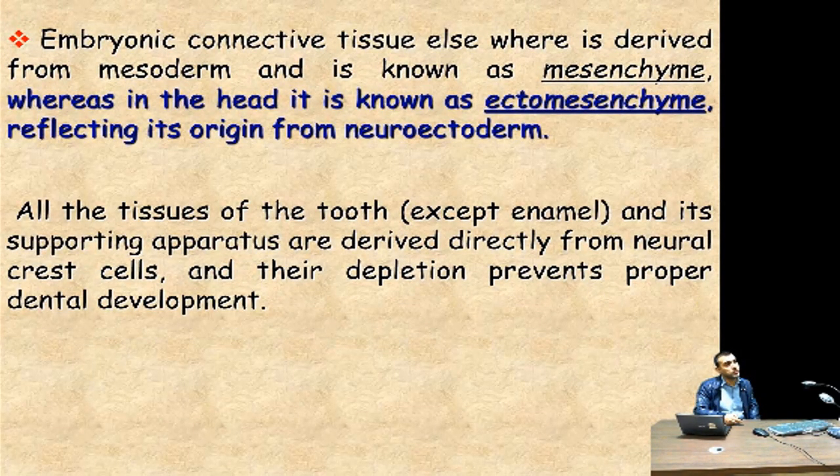The connective tissue of the tooth was derived from the mesoderm and known as mesenchyme, while in the head it is known as ectomesenchyme, affecting the origin from the neuroectoderm. All these tissues of the tooth except enamel and its supporting apparatus are derived directly from the neural crest cells, and their depletion prevents proper dental development.